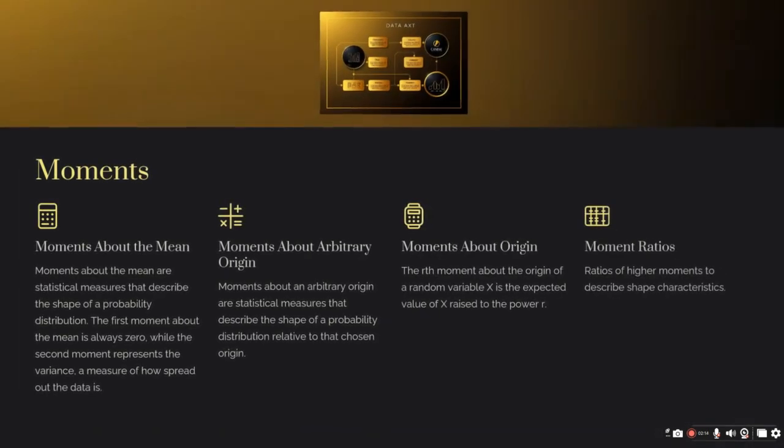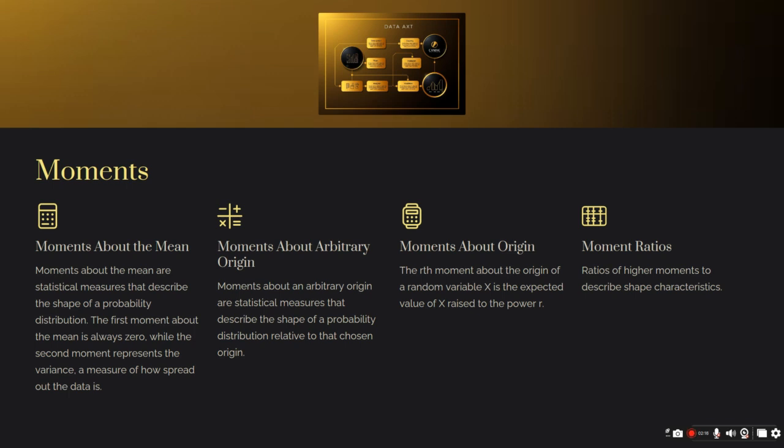Now let's talk about moments, which give us a deeper understanding of the data's shape. Moments about the mean. These describe how data is distributed around the mean. For example, the second moment is the variance, which measures how spread out the data is.